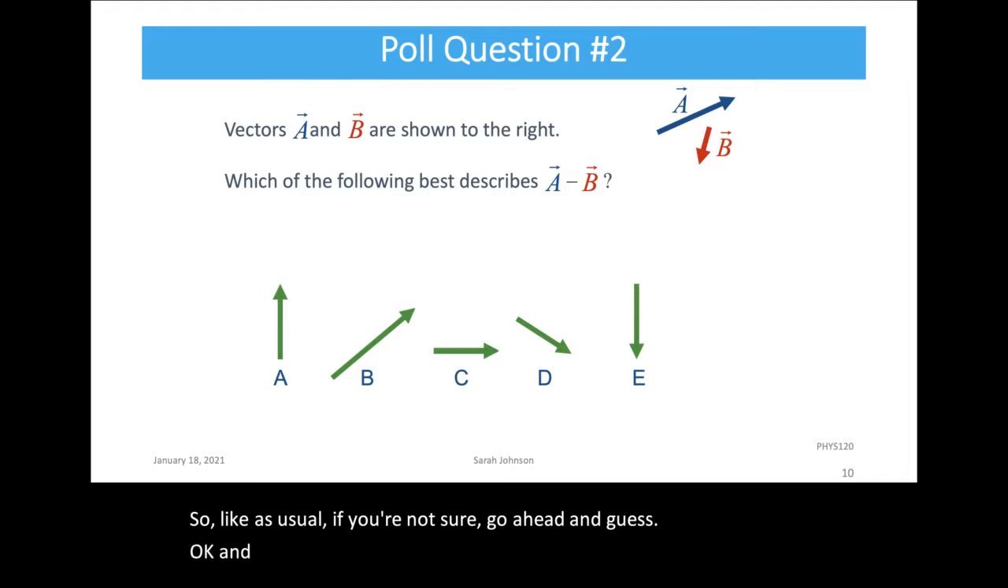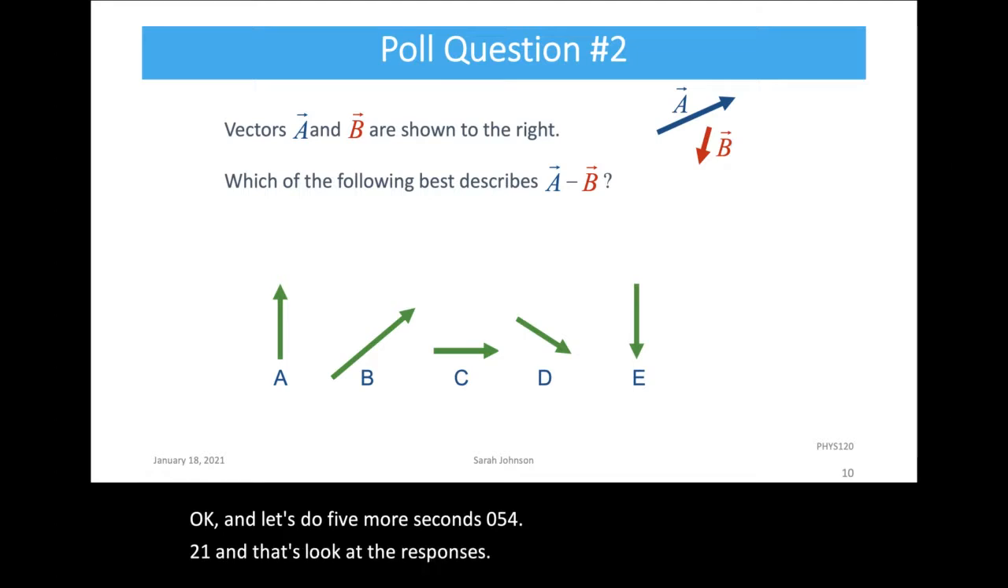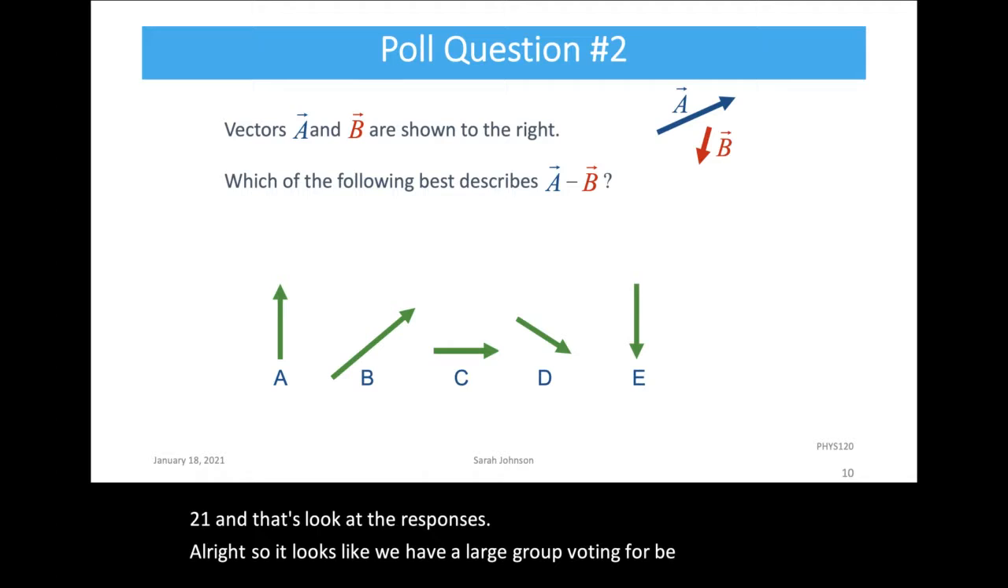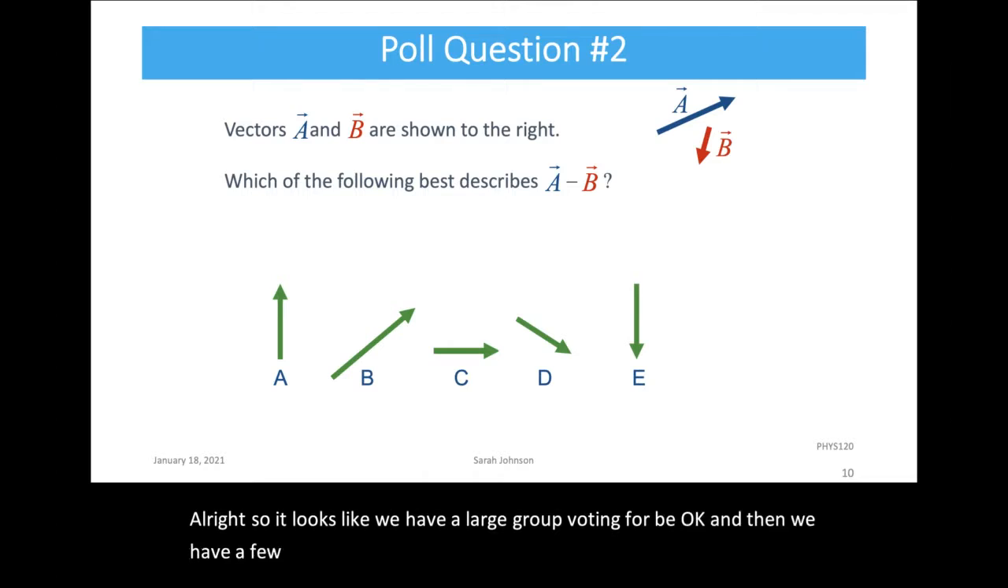Okay, and let's do 5 more seconds. So 5, 4, 3, 2, 1, and let's look at the responses. All right, so it looks like we have a large group voting for B. Okay, and then we have a few C's and a few D's. Great, okay, so let's have a look at this and see how this would work.